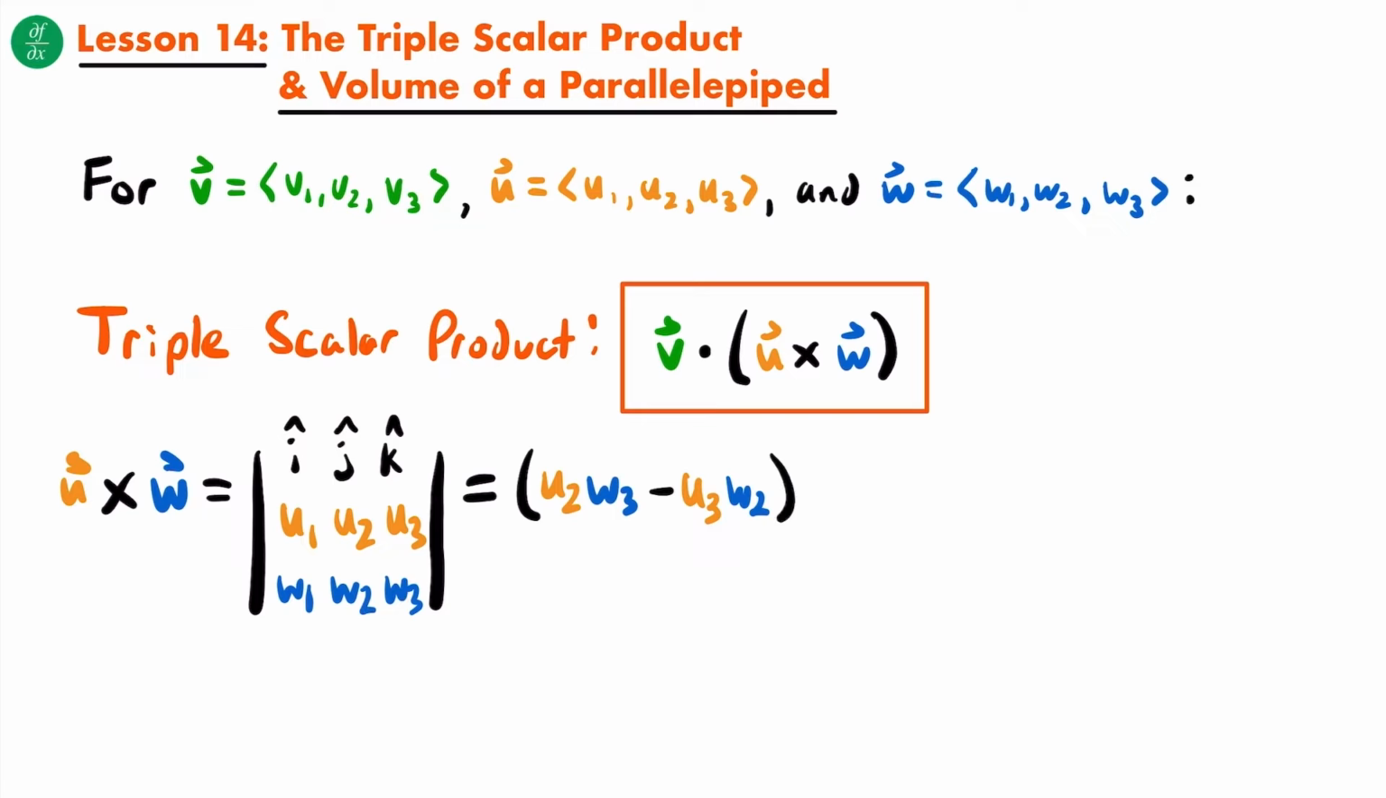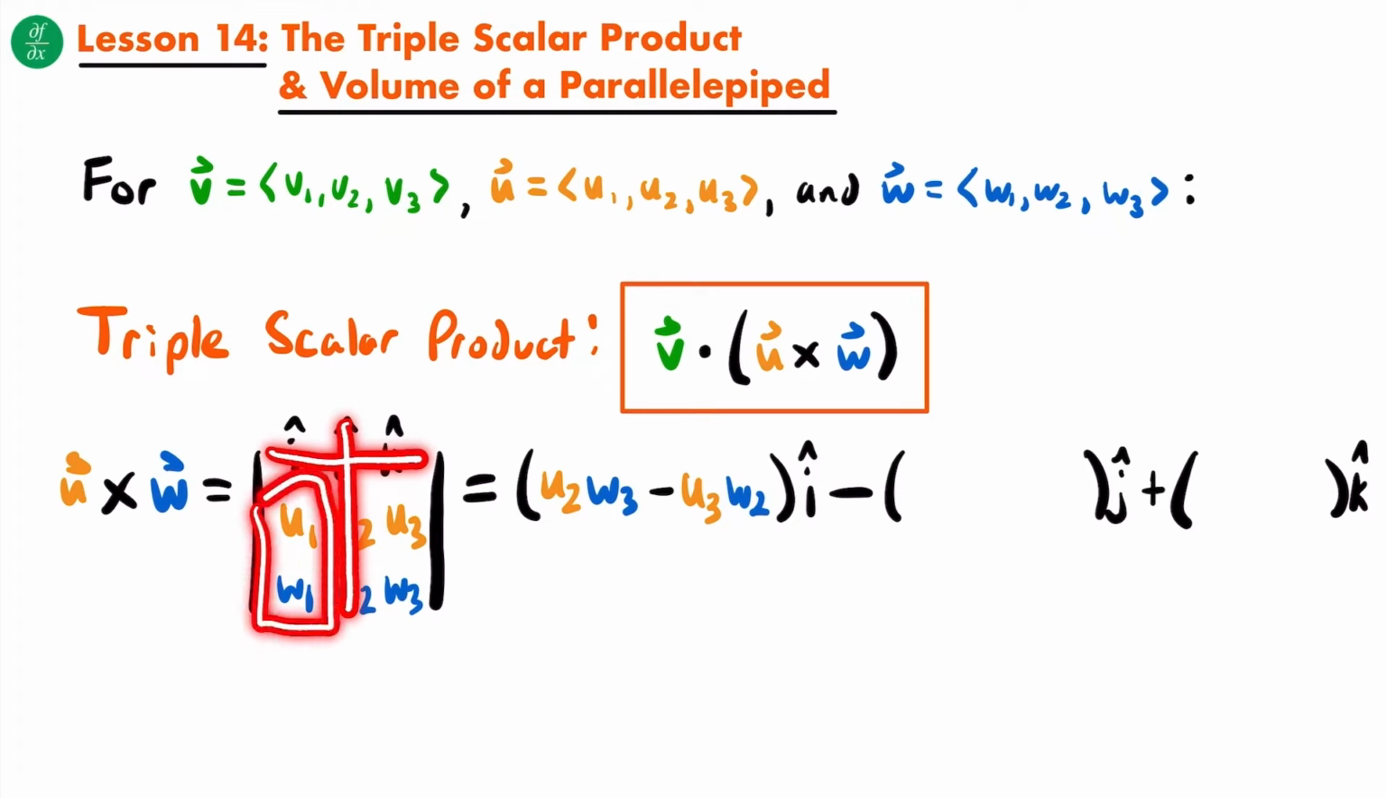That is just the 2x2 determinant of these four values if they were a 2x2 matrix, and we're multiplying that by vector i. Then we're going to subtract a 2x2 determinant multiplied by vector j, and then we'll add another 2x2 determinant multiplied by vector k. For vector j, we'll cross out the row and the column that it's in, and then use these four values to calculate a 2x2 determinant. So we'll have u1 times w3 minus u3 times w1.